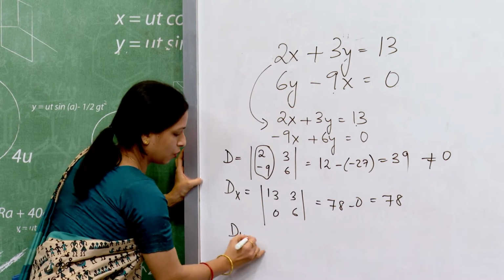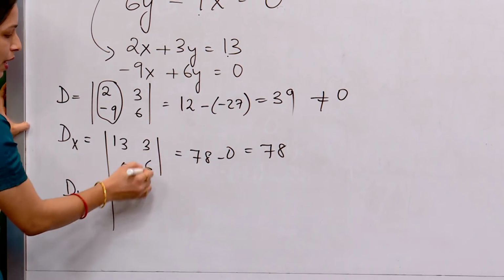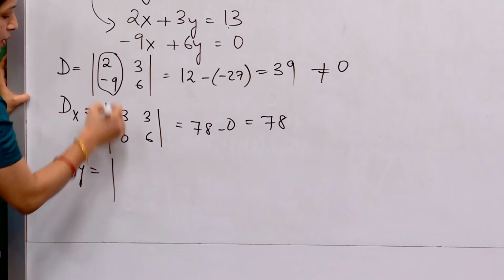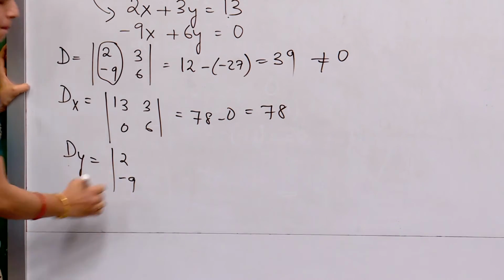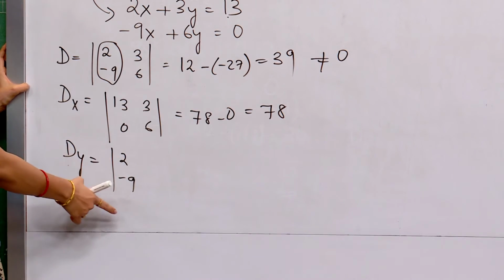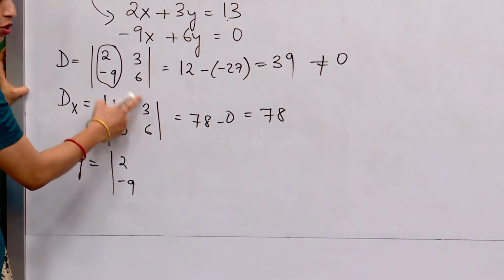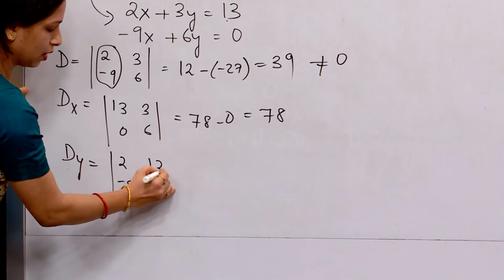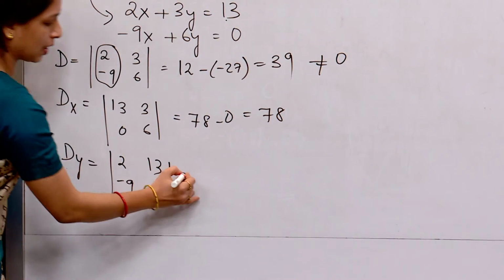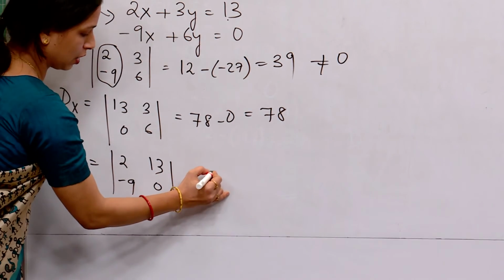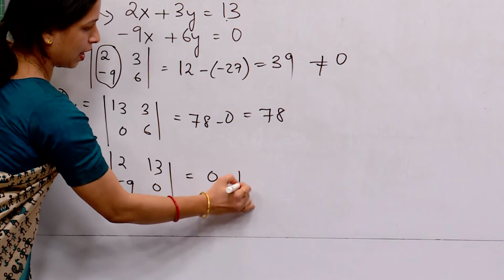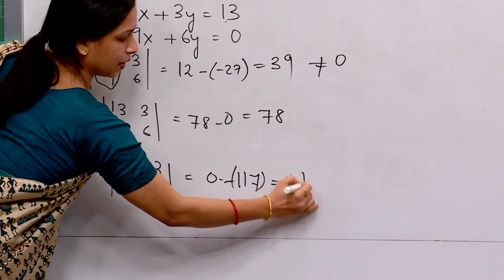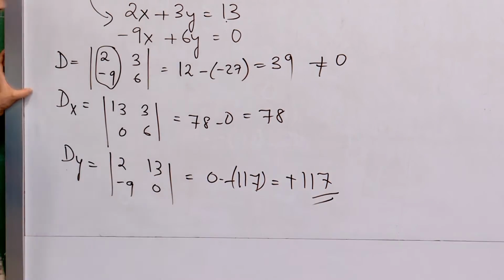Now, dy. What do we do in dy? We substitute the y coefficients with the known values. The x coefficients remain the same, and we change the y coefficients, so 3, 6 will be converted to 13 and 0. So, the answer is 0 minus 117, that is minus 117. So, this will become plus 117 after taking the order into account.